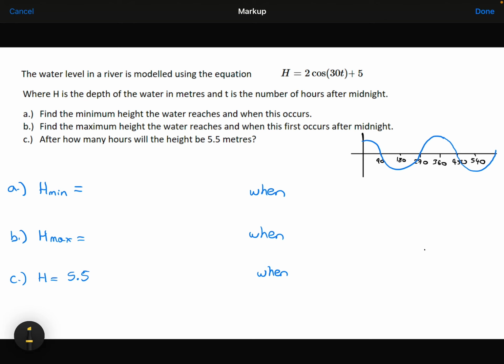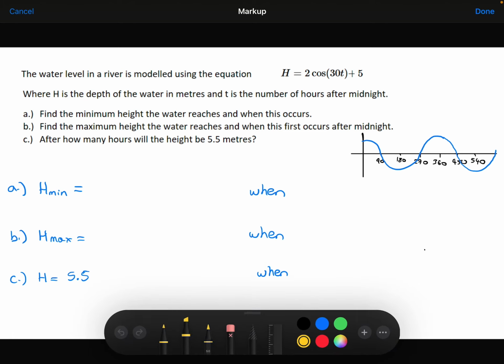Here's the first one. We're told that the water level in a river is modelled using the equation h equals 2 cos 30t plus 5, where h is the depth of the water in metres and t is the number of hours after midnight. Part A says find the minimum height the water reaches and when this occurs. The minimum height. So what is the smallest that this can be?